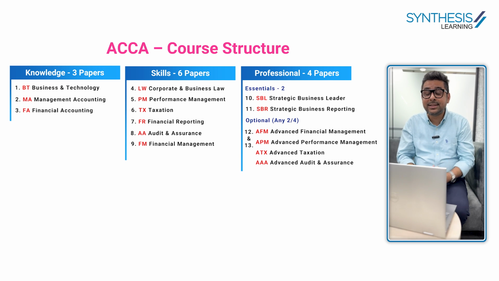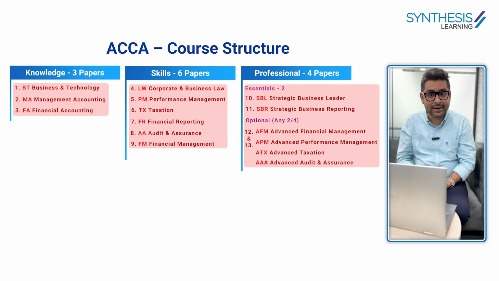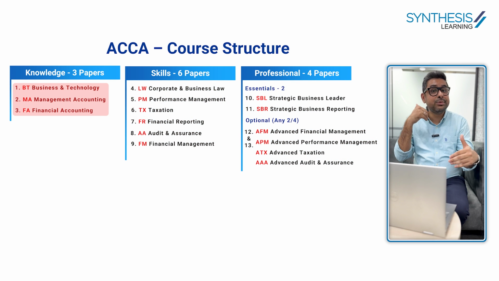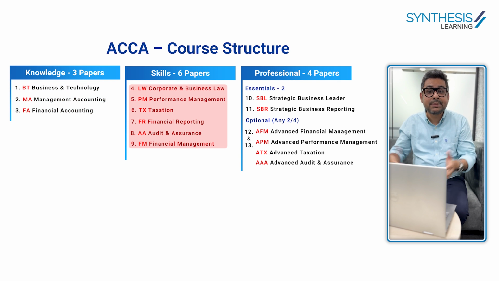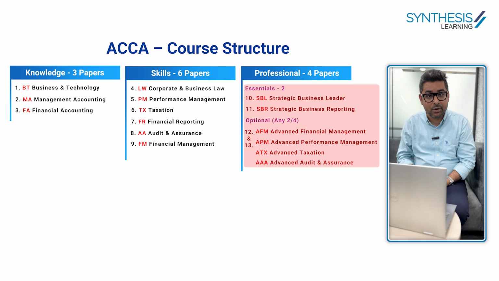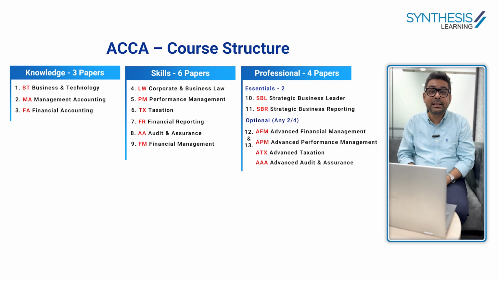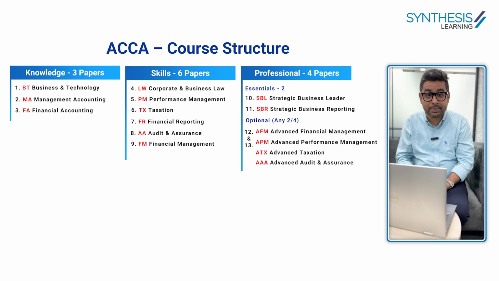If you look at the ACCA course structure, within each level, you can appear for the papers in any order that you like. So if you're in the knowledge level, you can do the 3 papers of the knowledge level in any order. Likewise, the 6 papers of the skills level in any order, and the last 4 papers of the professional level in any order. So the ACCA doesn't really give you an order in which you should do the papers.